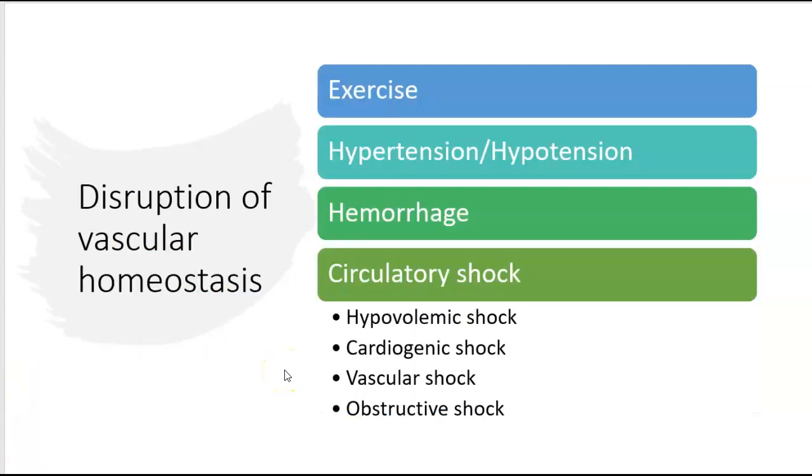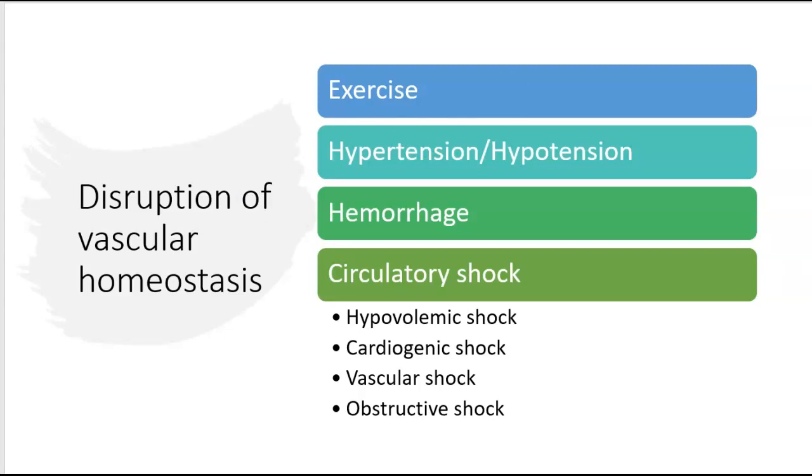Some different disruptions to circulation are going to be hypertension and hypotension. But first of all, exercise. Exercise is going to disrupt the blood flow in a temporary and very normal way. Typically, you are increasing cardiac output when you are exercising, and thus that's going to affect the blood pressure. It's also going to change the chemical makeup of blood, which would then go back and stimulate those chemoreceptors to respond.